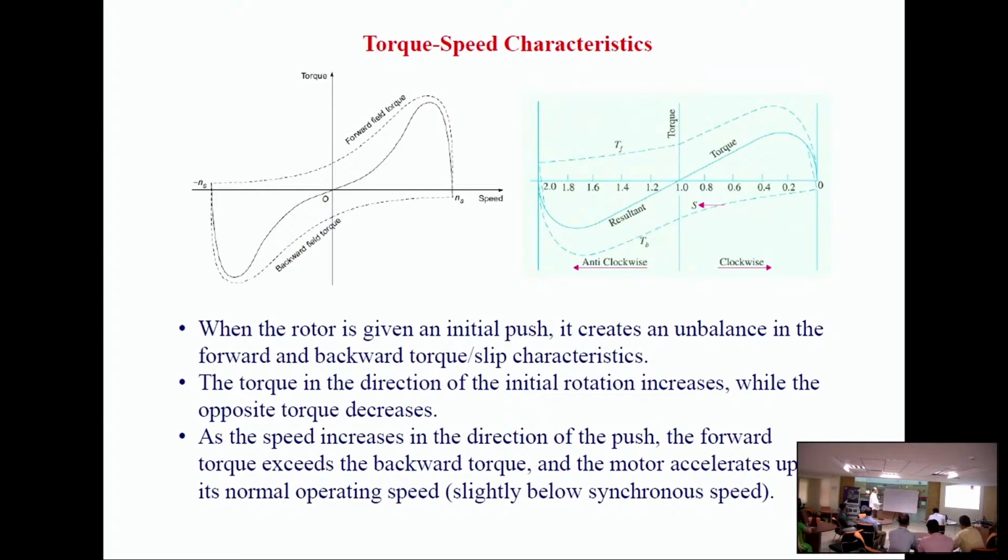It changes when the rotor is given an initial push. First the concept was why the starting torque is not present. Next, if the rotor is given an initial push, it creates an imbalance in the forward and backward torque. At the beginning they are both equal and opposite. When an initial push is given, the torque in that direction becomes larger.